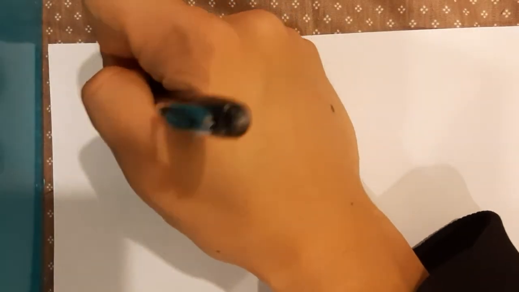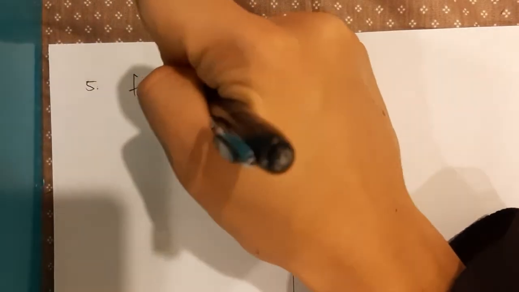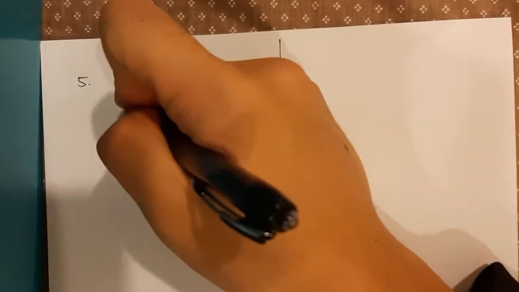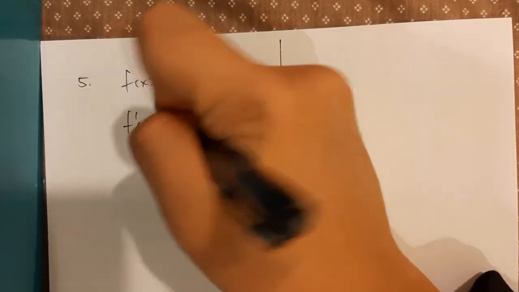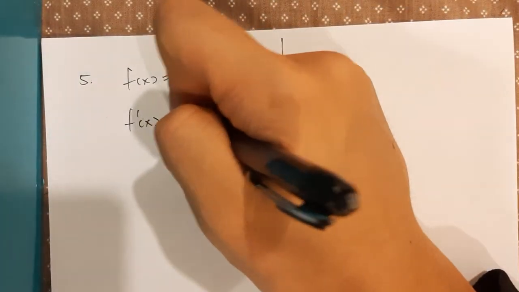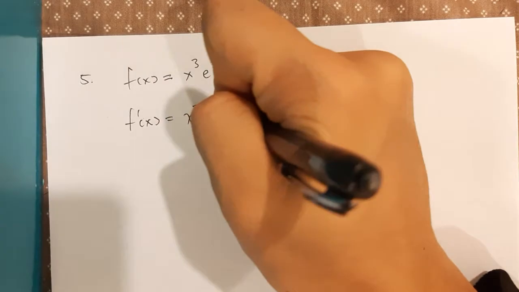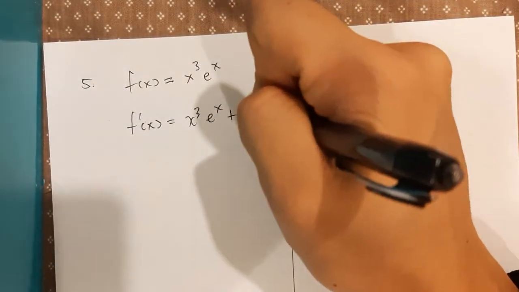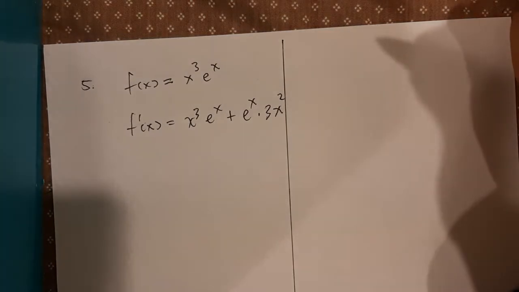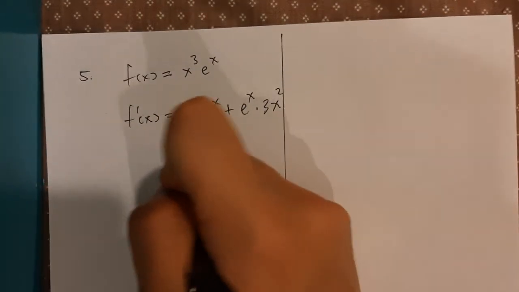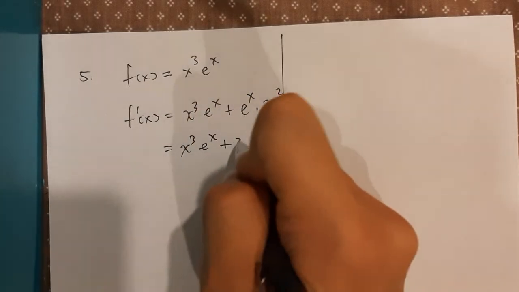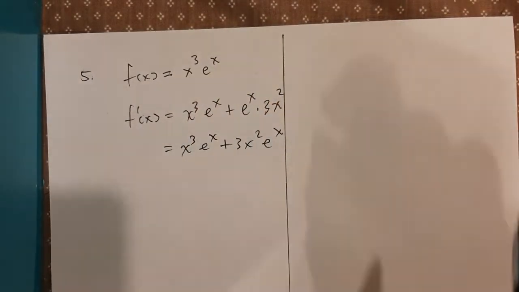We have f of x equals x cubed e to the x. So the derivative f prime of x is going to be, so you use the product rule. We got x cubed e to the x plus e to the x times 3x squared. So to simplify it, you can write x cubed e to the x plus 3x squared e to the x.